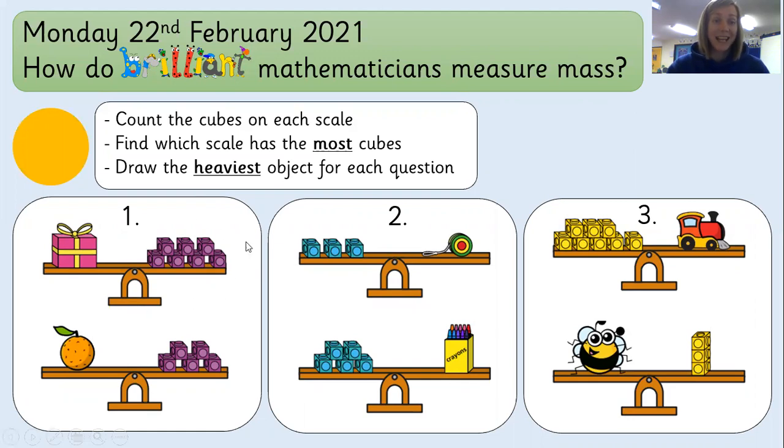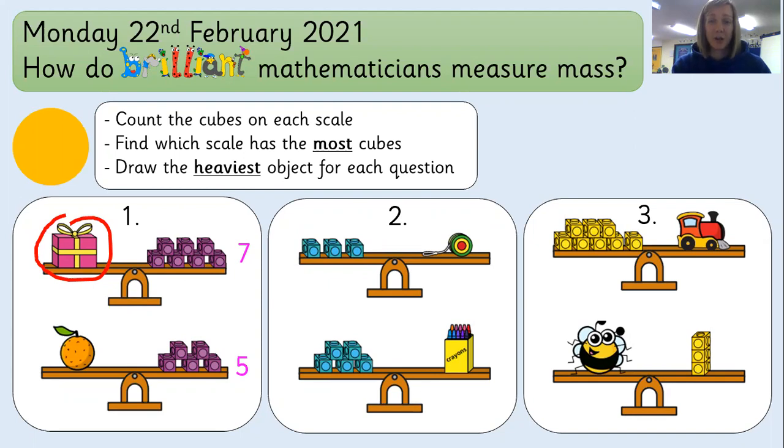If you were going on to do the yellow challenge, let's have a little look at question number 1. So we had to count up the cubes first. So I've got 7 cubes, 1, 2, 3, 4, 5, 6, 7 for the present. And I've got 5 cubes for the orange. So which one is the heaviest? 7 cubes for the present or 5 cubes for the orange? You should have drawn the present in your book because 7 cubes is going to be heavier than 5 cubes.